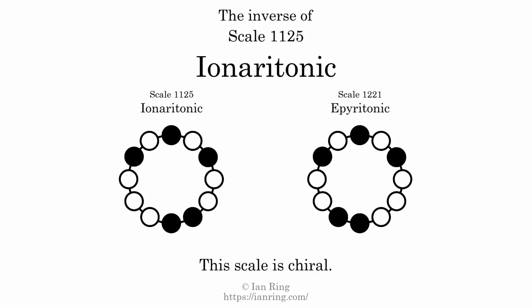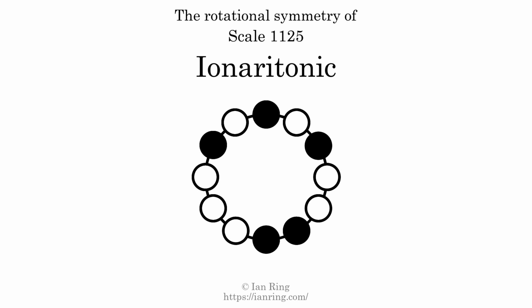The inverse of a scale is a mirror image. It is what you get when the sequence of intervals is reversed. The inverse of this scale is scale 1221, also known as Ionaritonic. This scale is chiral. It cannot transform into its inverse by rotational transformation. This scale has no rotational symmetry.